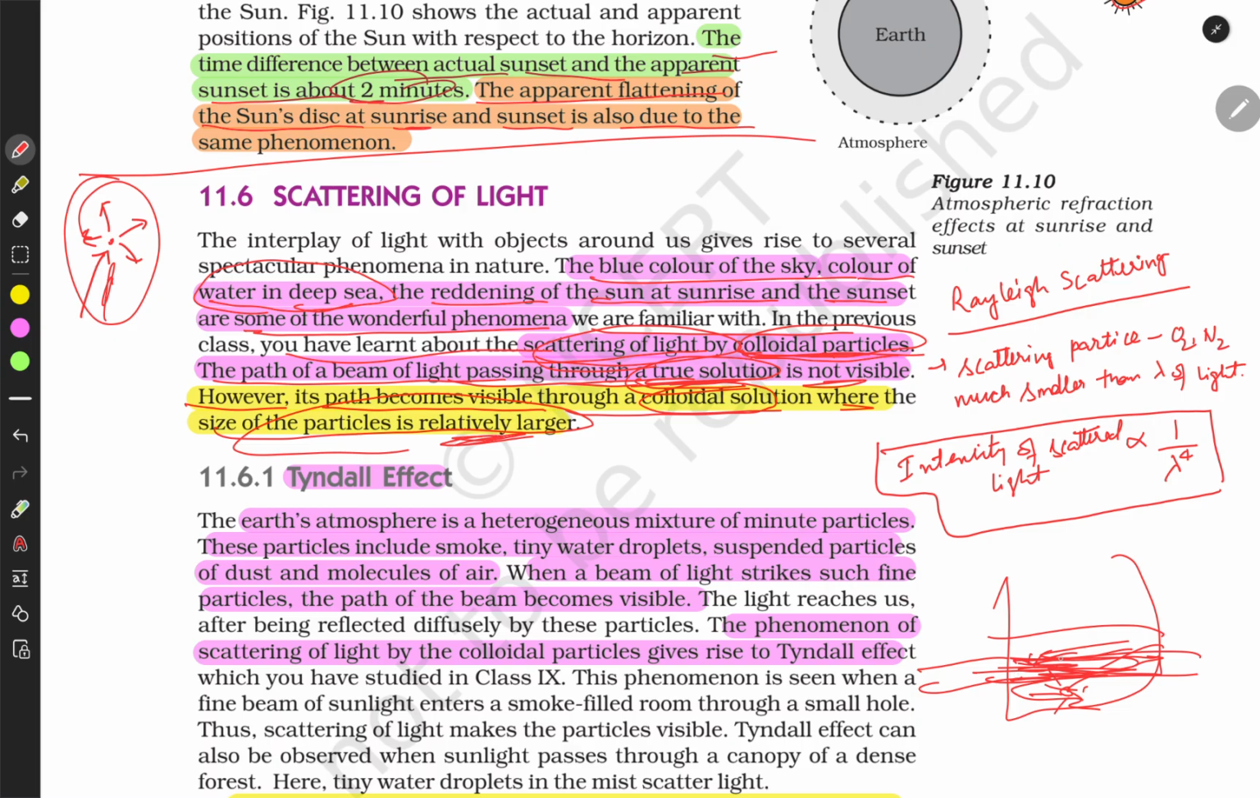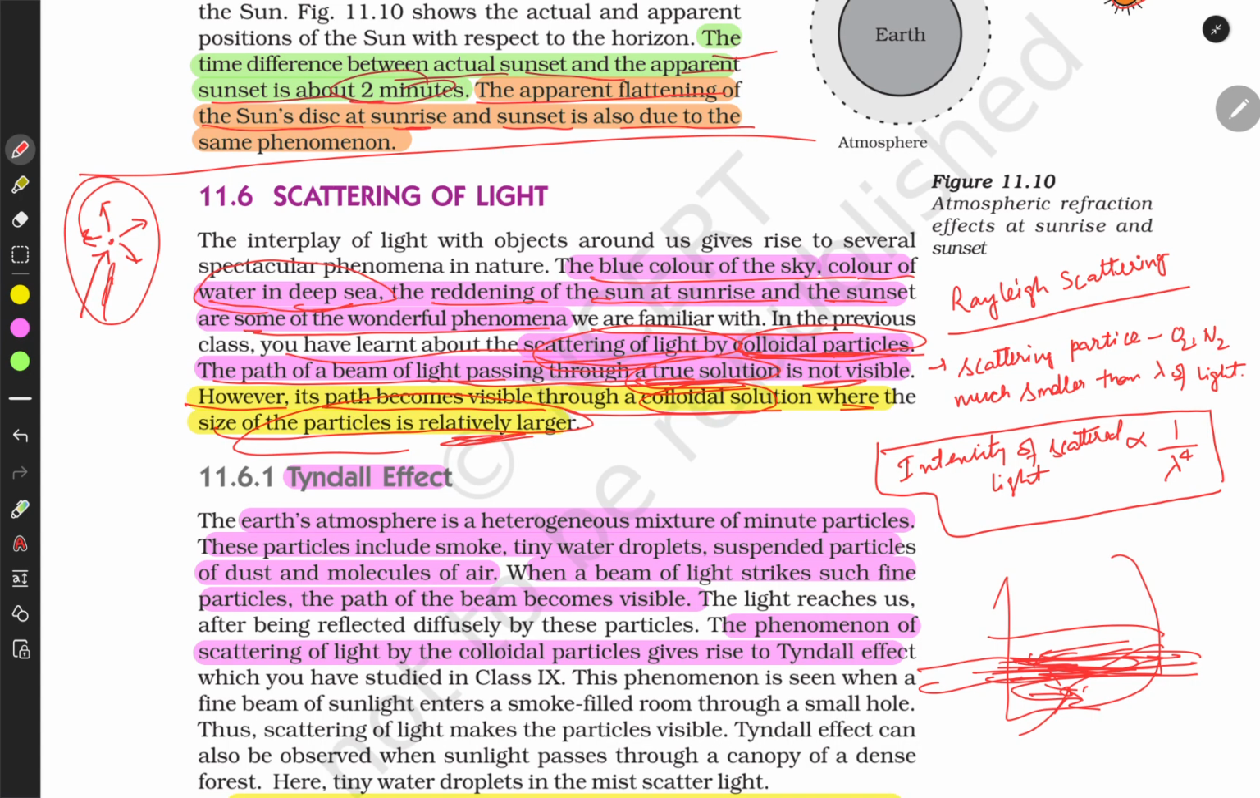If the particle size is large, all the wavelengths, that means all colors of the light, like violet, indigo, blue, green, yellow, orange, red, all will scatter. And when all the light wavelengths scatter, all seven colors form white light. So when light is passed through a colloidal solution, it scatters and shows white light.